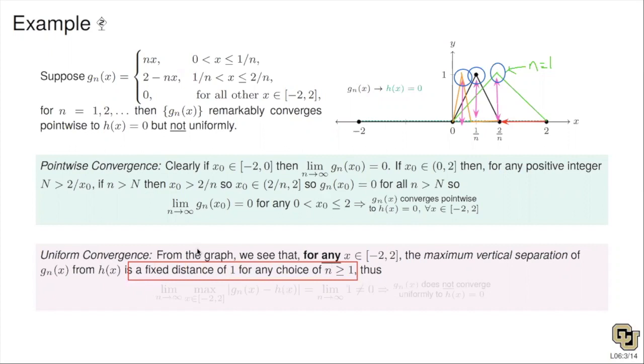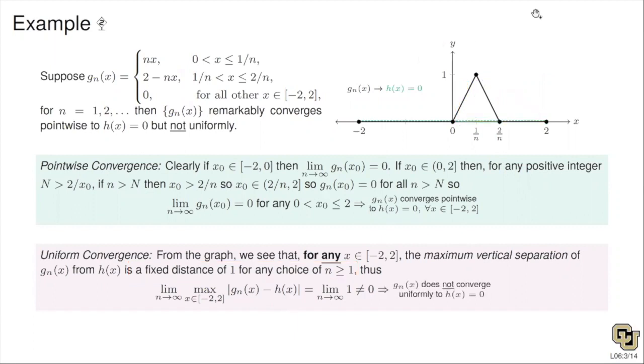And so we can't satisfy the technical definition of uniform convergence. We should be able to say that the limit of the maximum of the vertical separation between any function in our sequence of functions and the target where it's converging, that maximum vertical distance goes to 0. Here, the maximum vertical distance is always fixed at 1. There's always one point that's a fixed distance 1 away. So here we don't have uniform convergence.